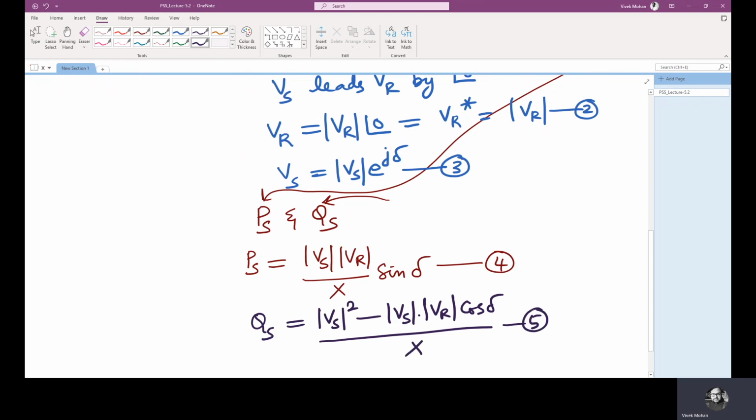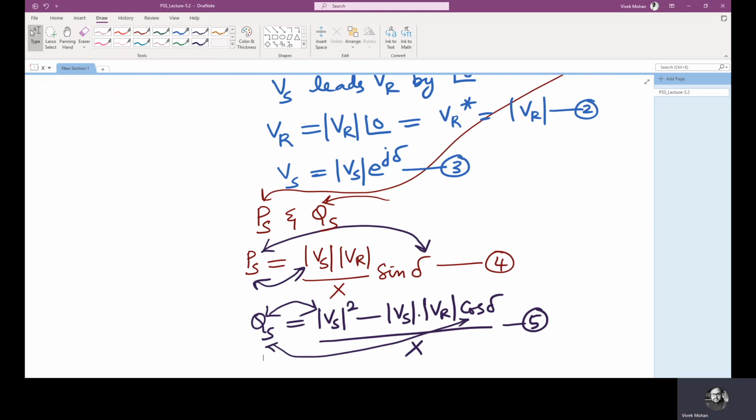So here you can see that active power and del have a strong coupling. Active power and voltage have a weak coupling. Reactive power and voltage have a strong coupling, and reactive power and del have a weak coupling.